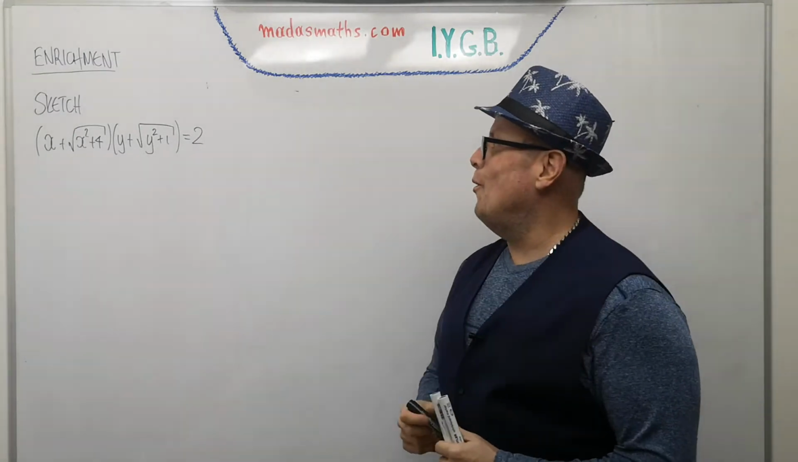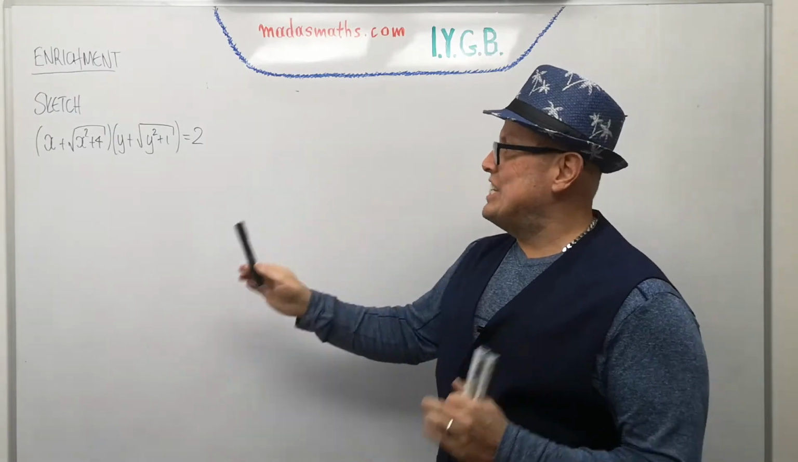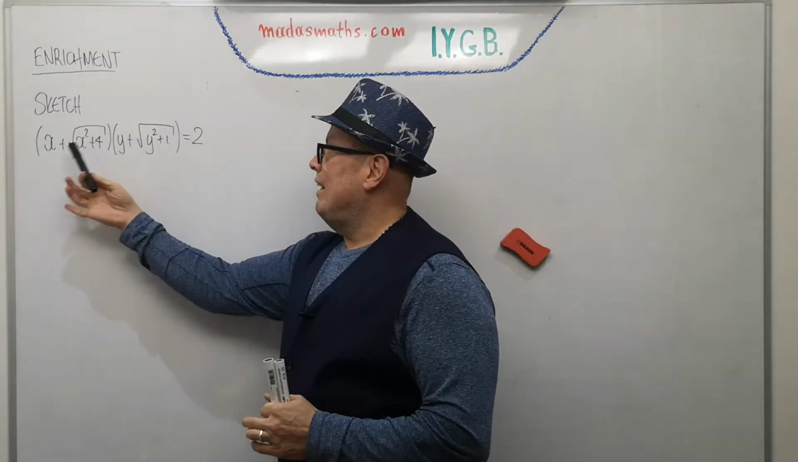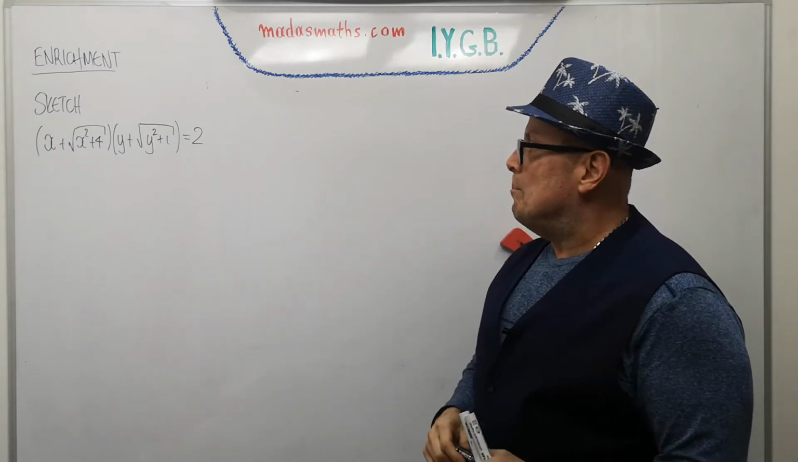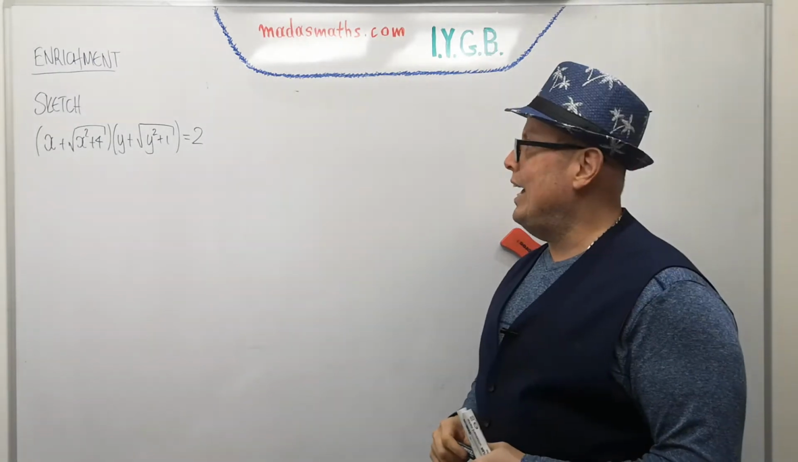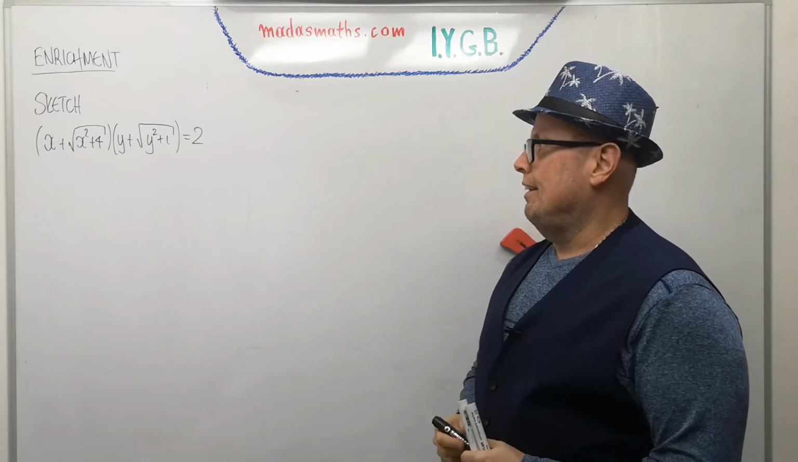I haven't done one of these in these lectures. We have to sketch this particular equation, some kind of curve. I don't know what it is. It's implicit and it looks a total and utter mess. Okay, where do we start with something like this?